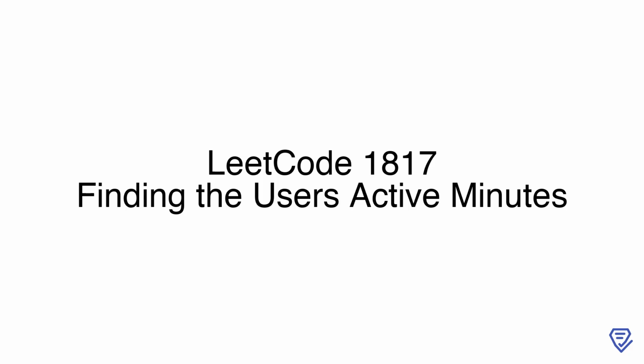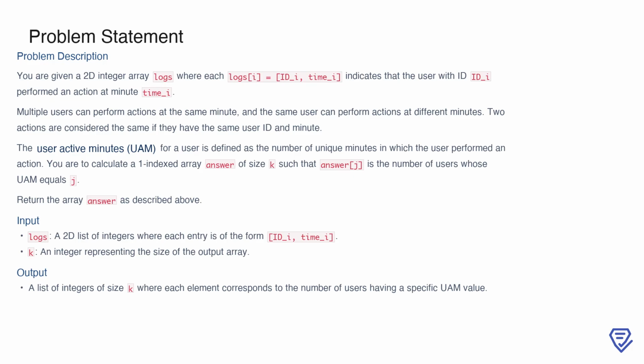Let's dive in. In this problem, we are given a 2D integer array called logs. Each entry in this array represents a user performing an action at a specific minute. For example, an entry, id_i, time_i, means that the user with id_i performed an action at minute time_i. A key detail here is that multiple users can perform actions at the same minute, and a single user can perform actions at different minutes.